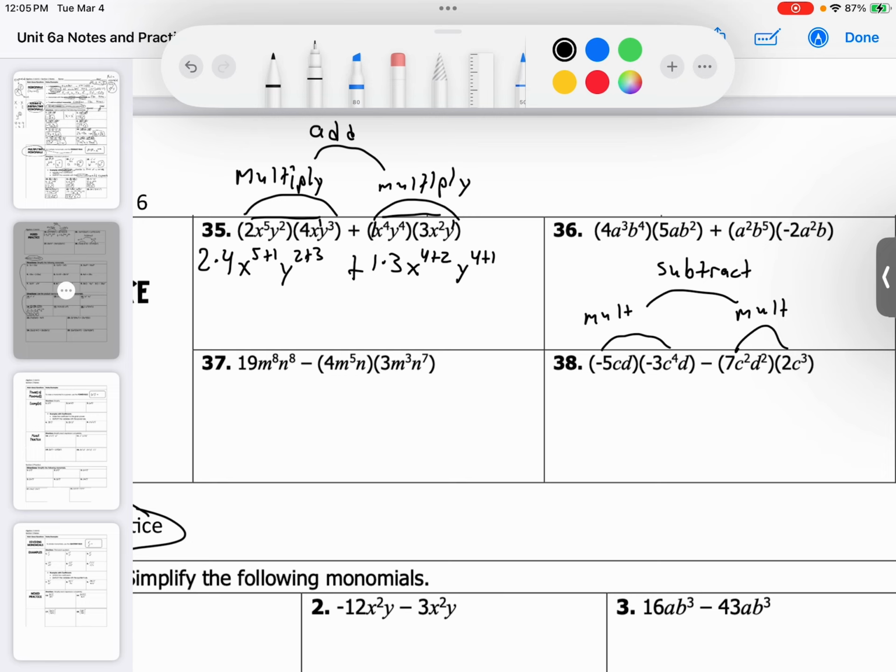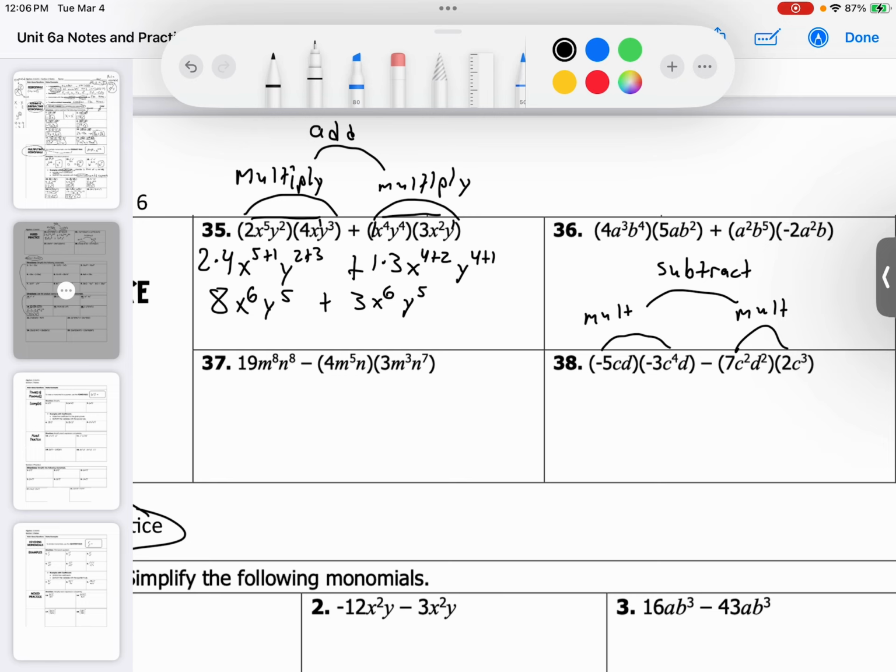Okay, so then to multiply, 2 times 4 is 8. X to the power of 5 plus 1 is x to the power of 6. Y to the power of 2 plus 3 would be y to the power of 5. The plus sign is in the middle. 1 times 3 is 3. X to the power of 4 plus 2 would be x to the power of 6. Y to the power of 4 plus 1 would be y to the power of 5. So now I've multiplied both sides. Now I have this addition.